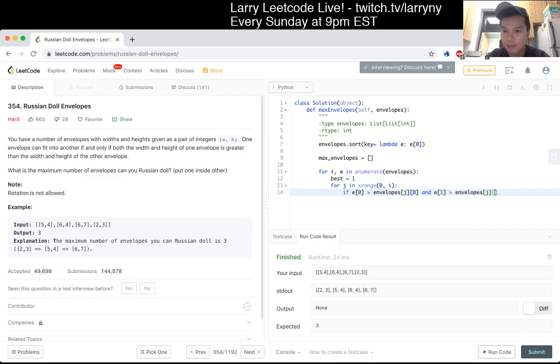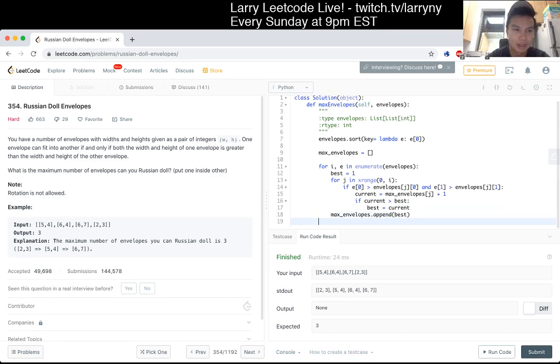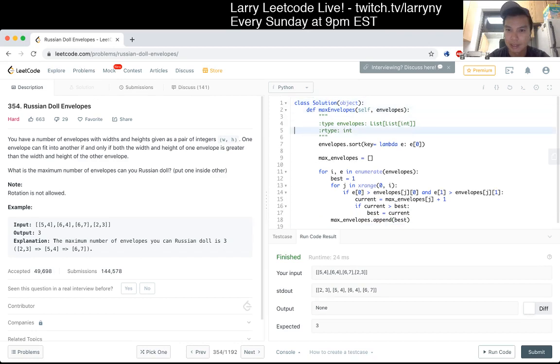So that means this is in the graph. Then clone is equal to envelopes up to that point, which is j plus 1, first and clone. Otherwise, append best. And then now I guess we just keep a max.